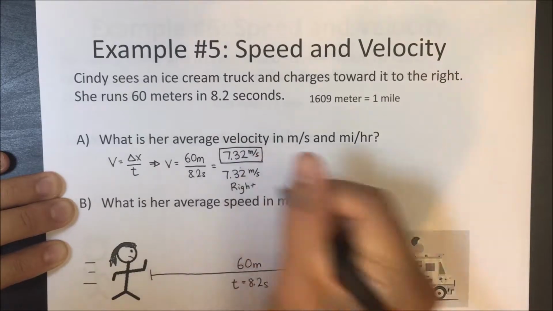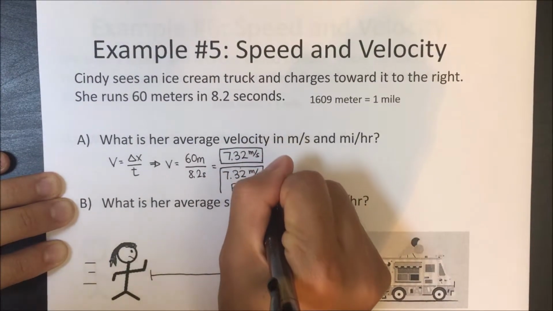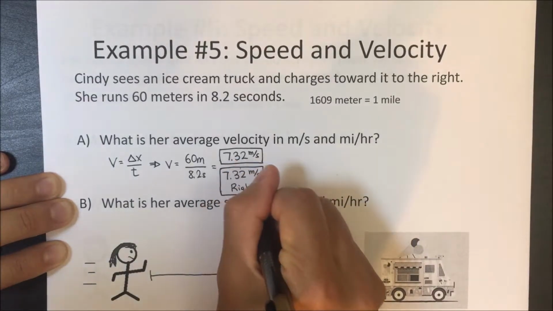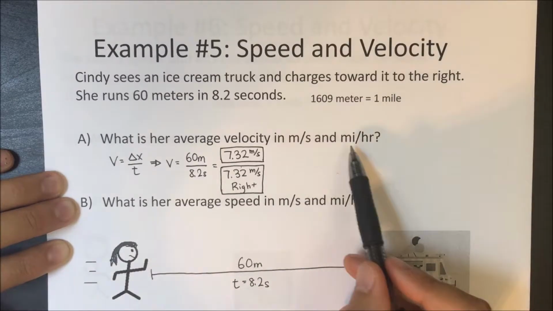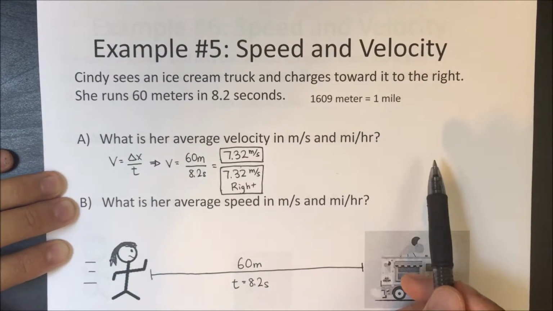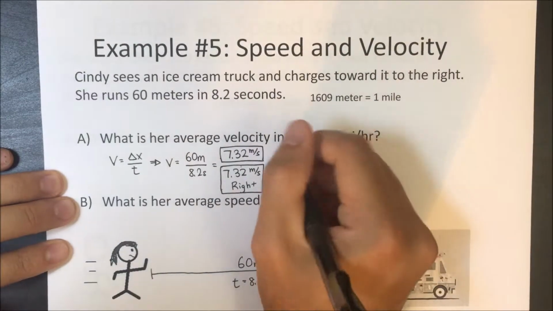giving the direction. You don't have to put right because since it's a positive number, it implies that it's going to the right. However, if you want to be more specific, you can do that. Now, a little bit more tricky is we have to find the miles per hour, which means we have to do dimensional analysis.